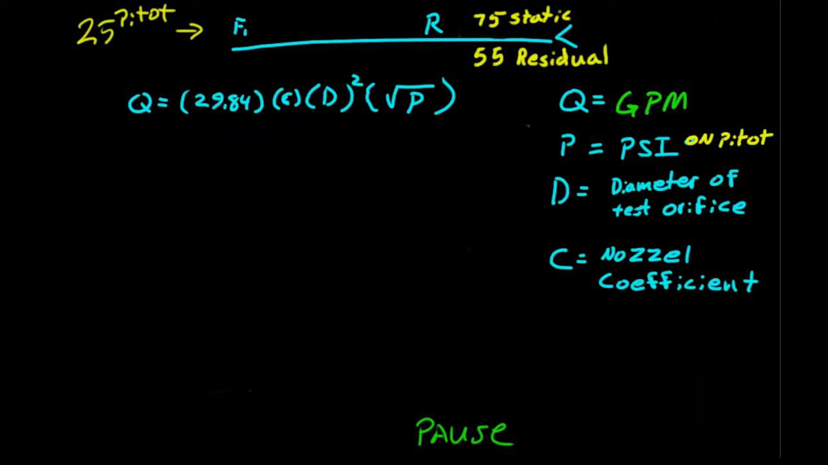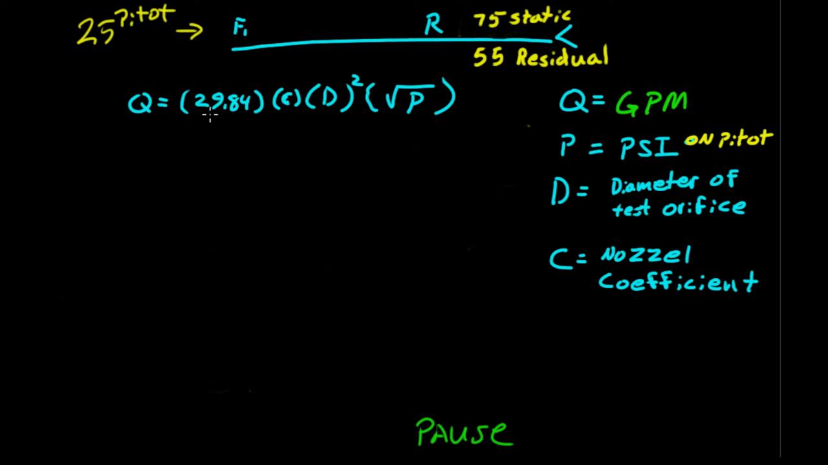Here's the equation to figure out the gallons per minute that you're flowing from a fire hydrant. The 29.84 is a constant. That number will not change. It's a constant number. That's why they call it constant. The variables, in other words, the letters, represent basically unknowns. Think of them as question marks, but if you put a bunch of question marks, you wouldn't know which one you were talking about. So the Q represents gallons per minute. So we're trying to find Q, the gallons per minute.